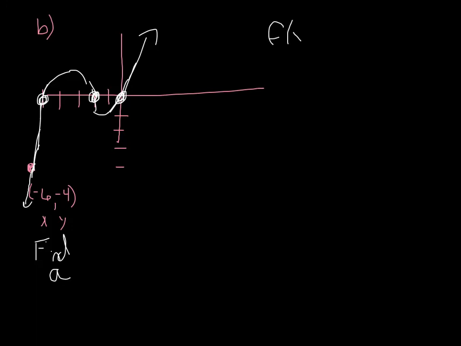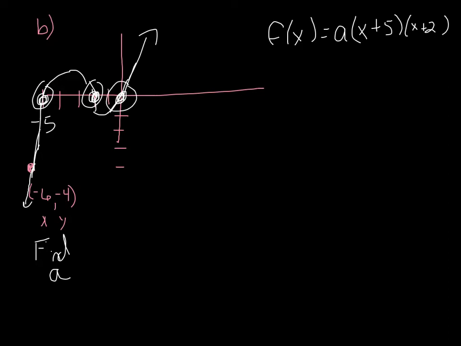f of x is equal to some A times x. It looks like one of the zeros over here is 1, 2, 3, 4, -5. So that'd be x plus 5. The next zero looks like it is -2. That'd be x plus 2. And the next zero is just 0. Well, that would just be x.